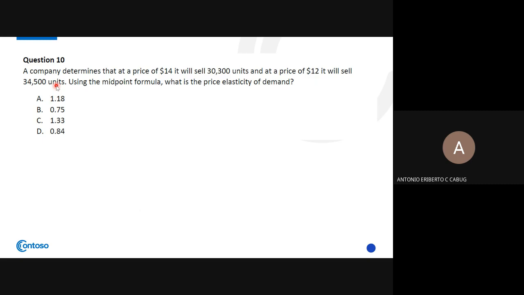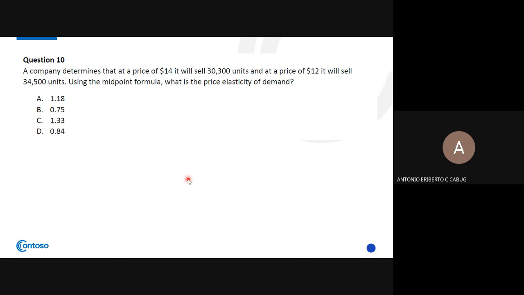A company determines that at the price of $14, it will sell 30,300 units. At the price of $12, it will sell 34,500 units. Using the midpoint formula, what is the price elasticity of demand? So again, at a price of $14, it will sell 30,300 units, and at $12, 34,500 units.